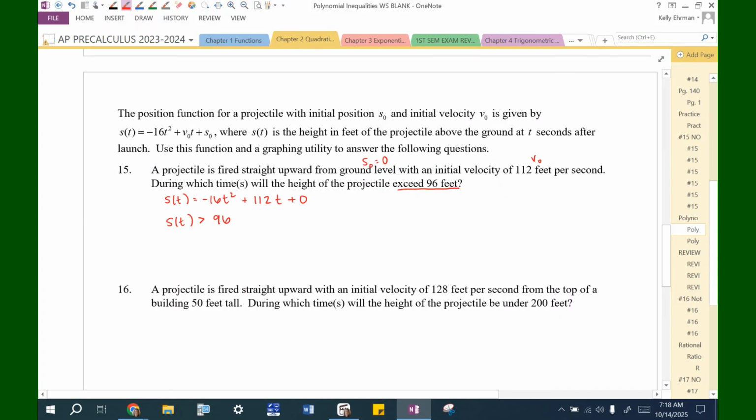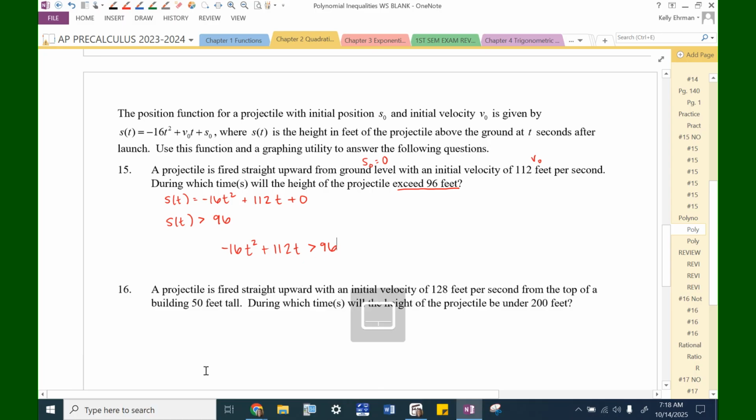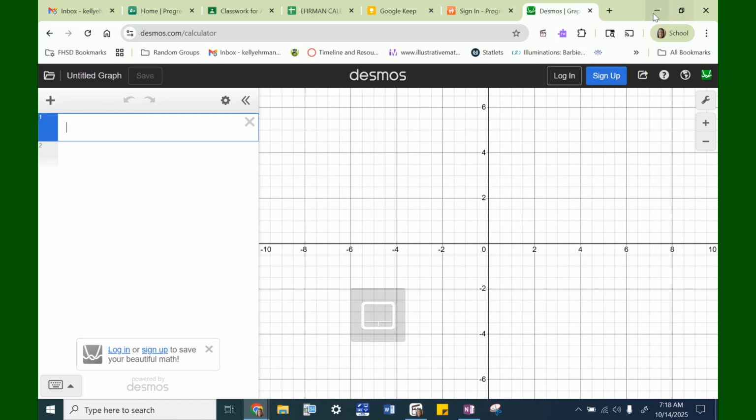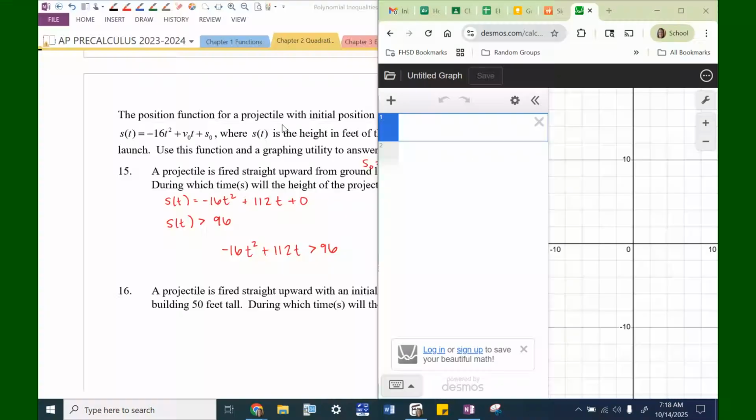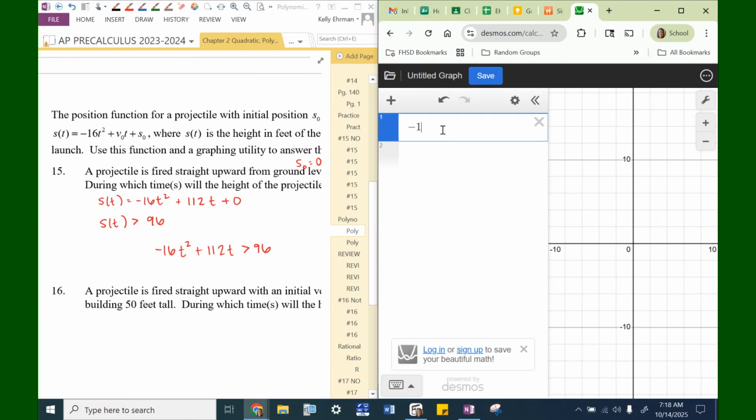So there are a few ways we can do this in Desmos. Depending on how nicely the problem works out, you could just type in negative 16. You might have to do x squared. But I want to solve when is negative 16t squared plus 112t greater than 96. So I could try doing this inequality to start. Like I said, though, I don't think that it likes t if you don't have an s of t to go with it. So if I'm just typing in this inequality, let's type in x. Keep typing t greater than 96.